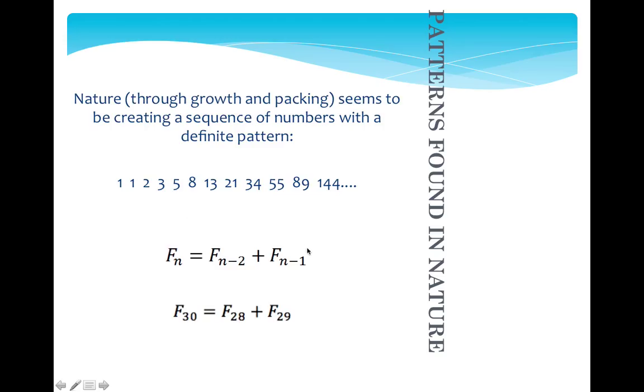We have a formula here to demonstrate what I just said about adding the two previous. A Fibonacci number is equal to the sum of the two Fibonacci numbers before it. So for instance, the 30th Fibonacci number is equal to the 28th plus the 29th Fibonacci number.